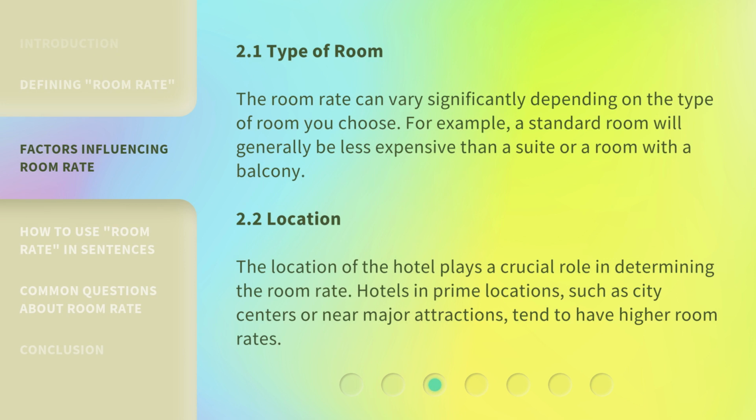2.1 Type of room. The room rate can vary significantly depending on the type of room you choose. For example, a standard room will generally be less expensive than a suite or a room with a balcony.